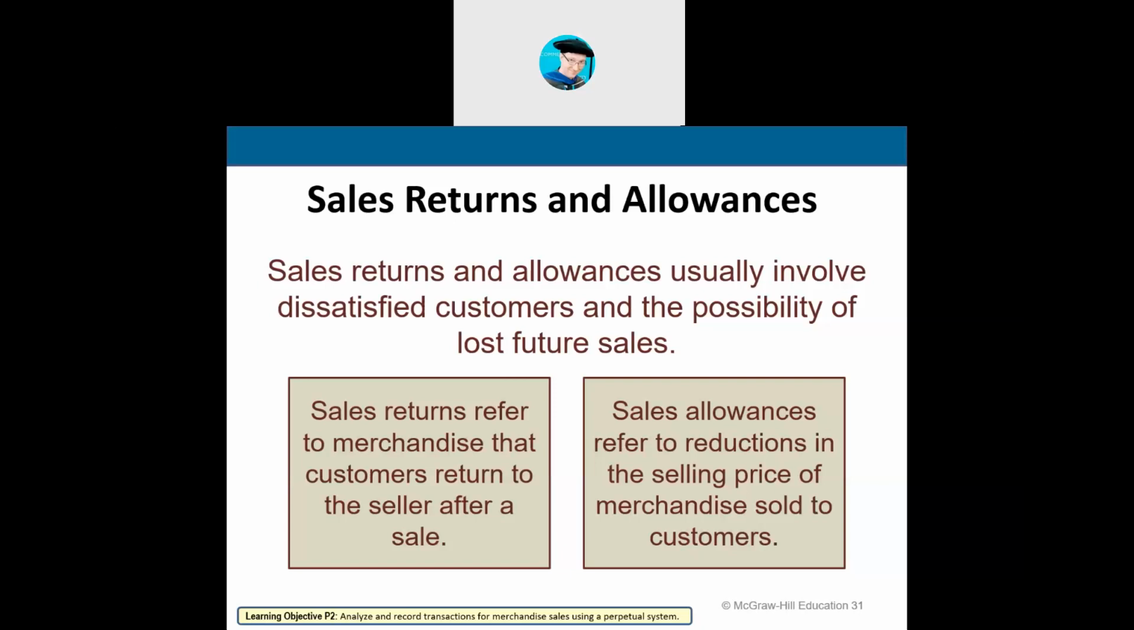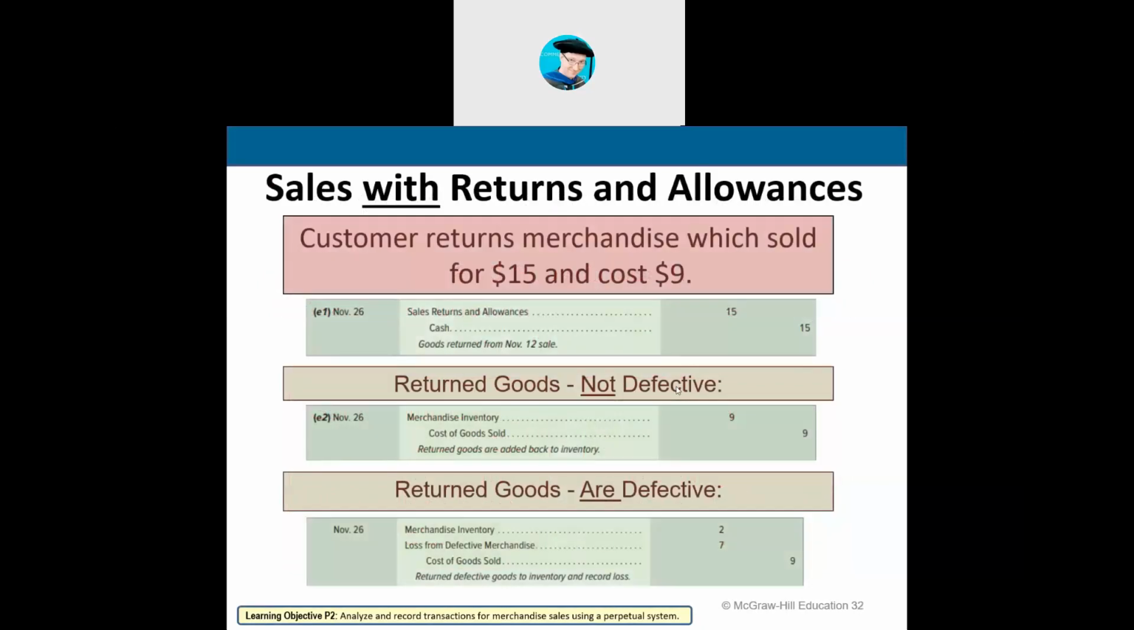So, here's how it works. Sales returns and allowances. A customer comes to us, they're not happy. We've got to prevent the loss of a future sale. How do we do that? A couple of different ways. We can accept the return and give them a refund, or we can offer them a reduction in the sales price, give them a discount, because we want to save the customer. So we have a customer who came to us and wasn't happy.